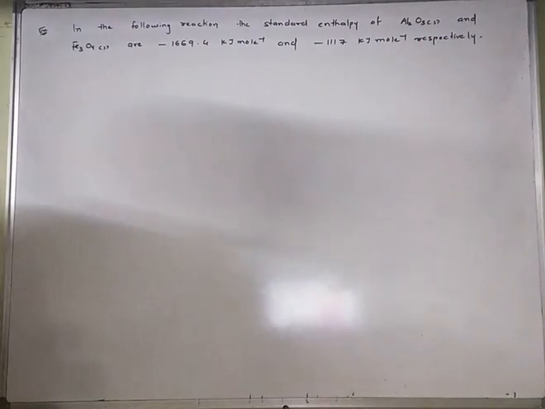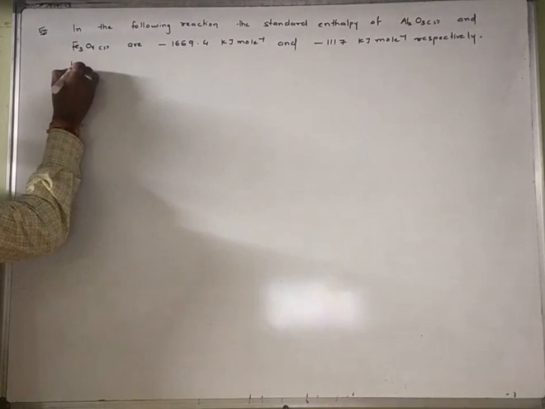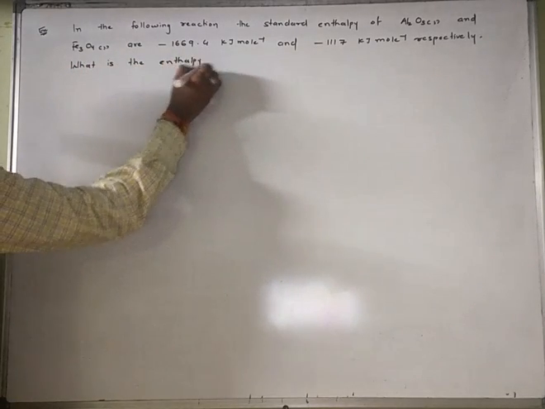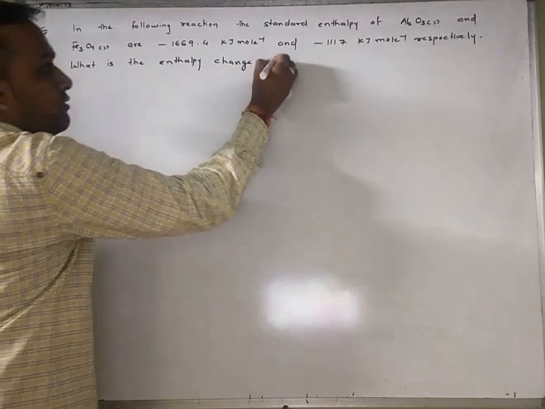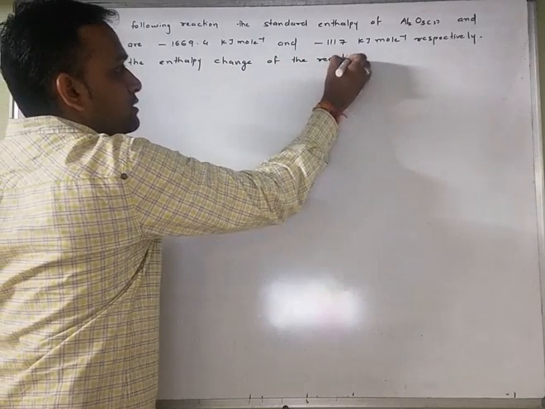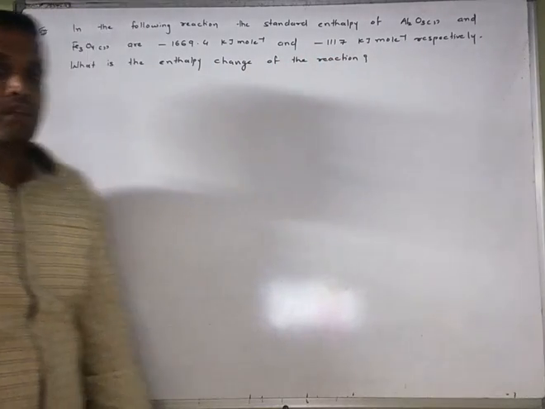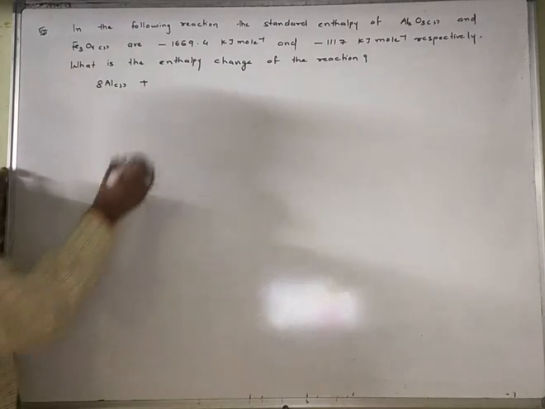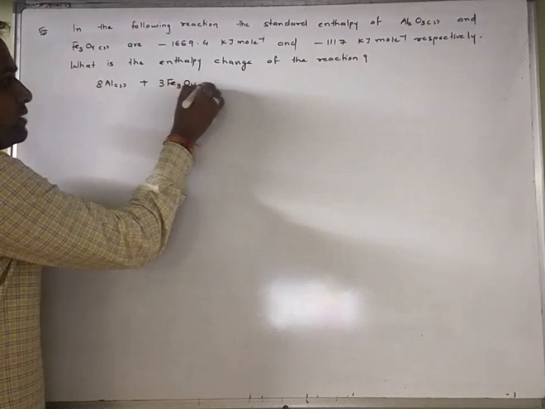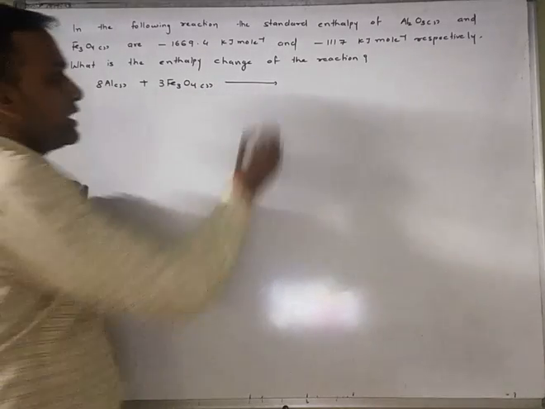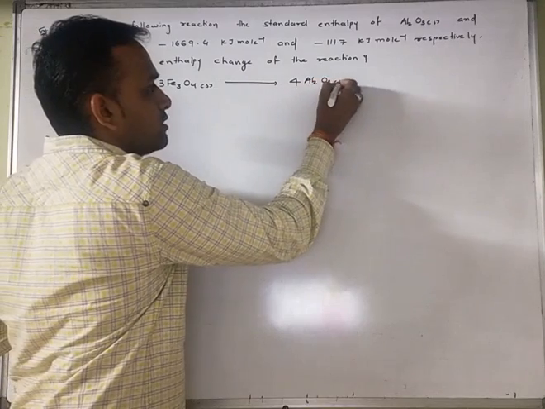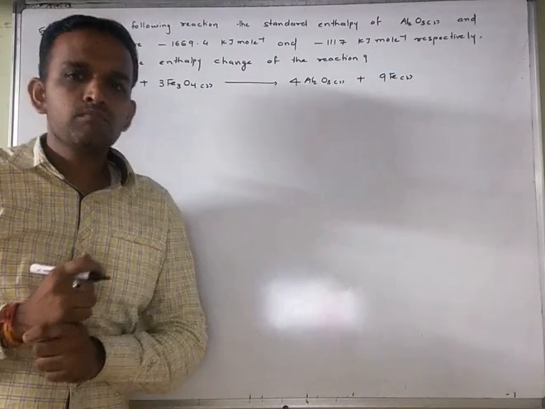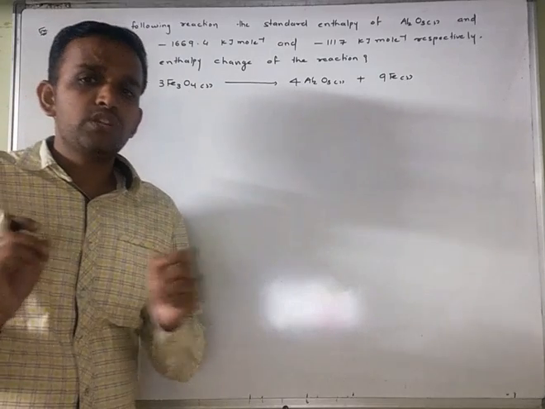Okay, now what is the enthalpy change of the reaction? You have to find out the enthalpy change of the reaction. चलो मैं रिएक्शन लिखता हूं कि ये रिएक्शन है: 8 moles Al solid plus 3 moles Fe3O4 gives 4 moles Al2O3 solid plus 9 moles Fe solid. ये रिएक्शन दी गई है. And you have to find out the change in the enthalpy, standard change in enthalpy, right?